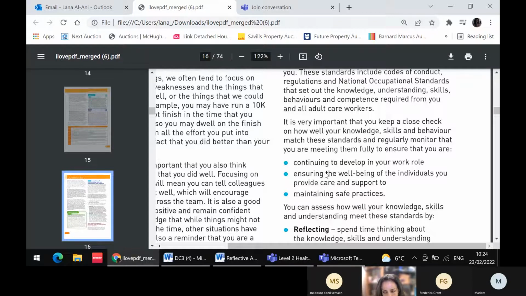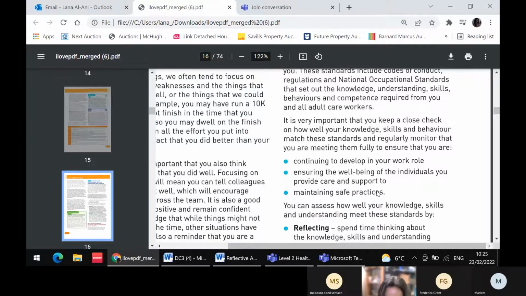And I do things like showering, serving food, taking care of the people I'm working for. Also, I do some shopping duties. I make sure always to follow the standards, which are the national occupational standards, and also the policy and procedure.